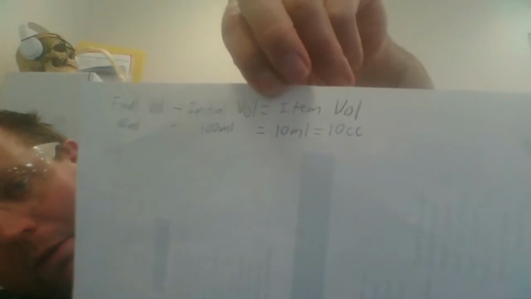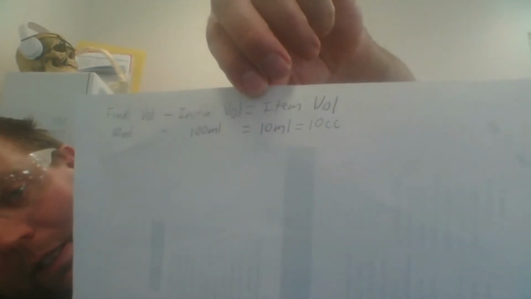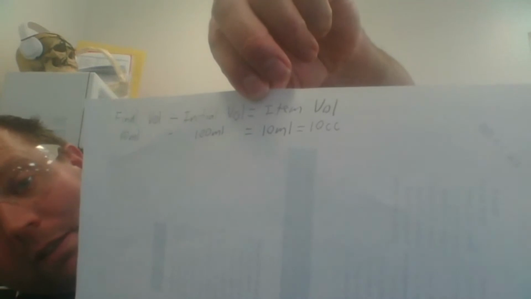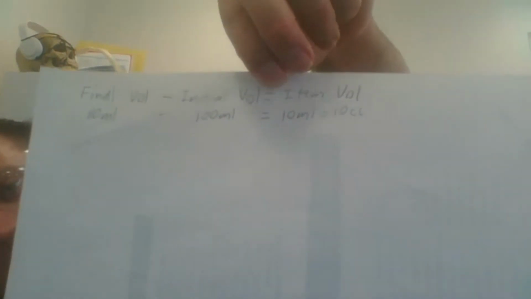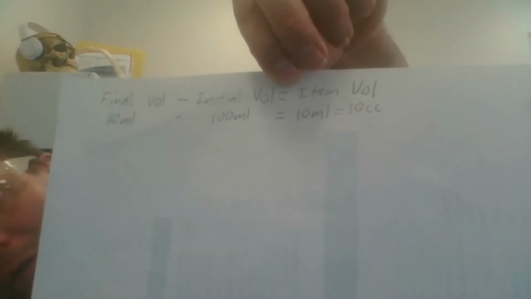All right. So there we have it. I don't really mind if you put your volume in milliliters, that is just fine. Cubic centimeters is also acceptable. So remember, final volume minus initial volume equals your item volume. Now you are going to do that with 2 more solids for a total of 3 irregular solids.